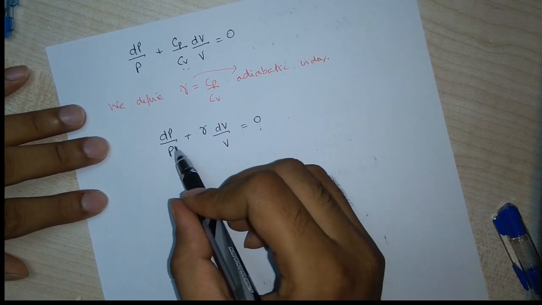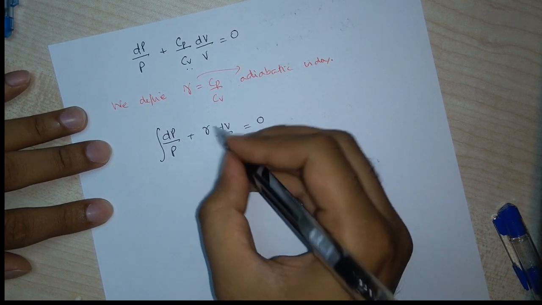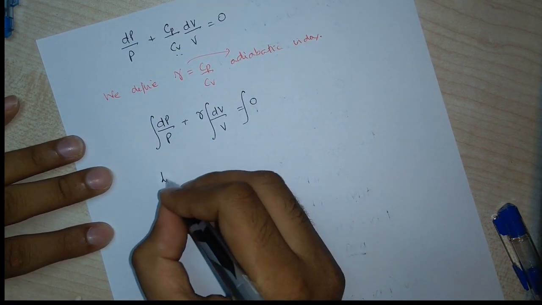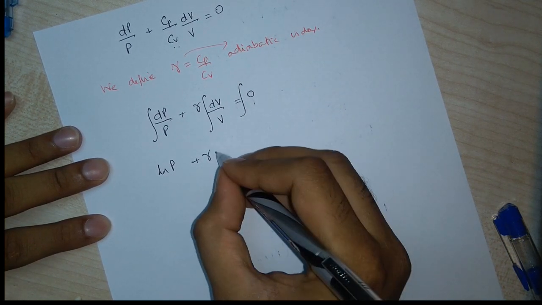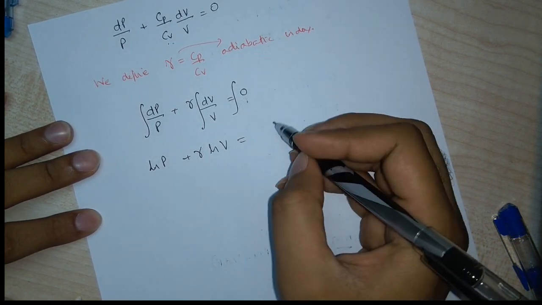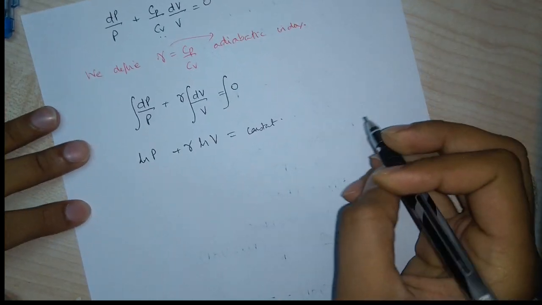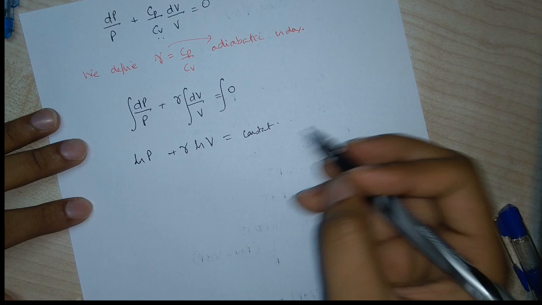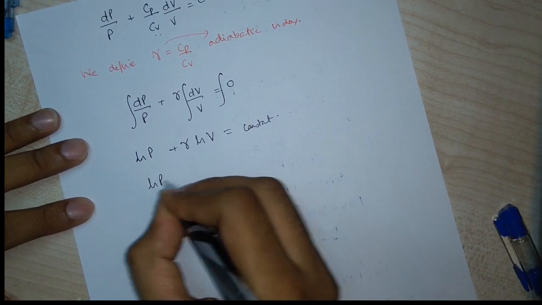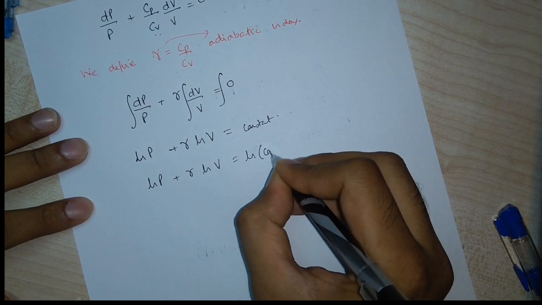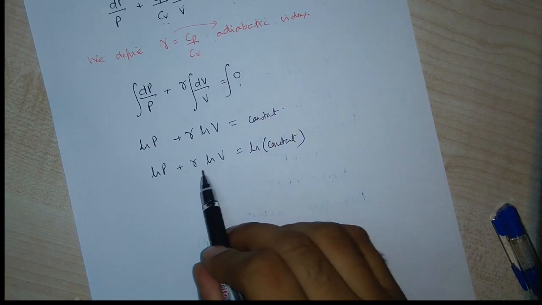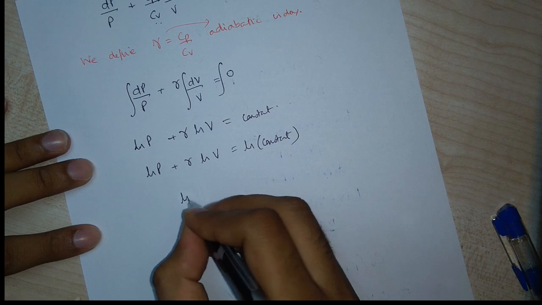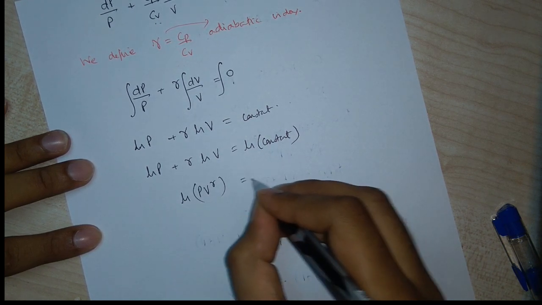Now I want an equation in terms of P as a function of V, so I integrate this. Since gamma is a constant, I take it out of the integral. The integral of this is log of P, plus gamma times the integral of this, which is log of V. The integral of 0 is a constant. I usually write this constant as the log of some constant, since I can write the constant the way I want. This makes the math easier. So I can write ln P plus gamma ln V equals log of a constant. Now, using the properties of log, I can write the left hand side as log of P V raised to gamma equals ln of a constant.